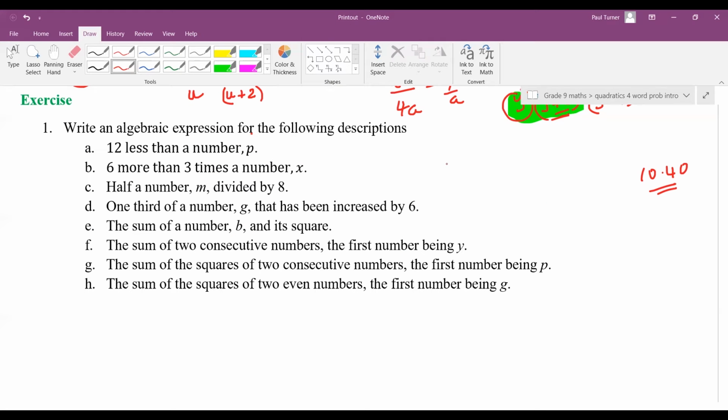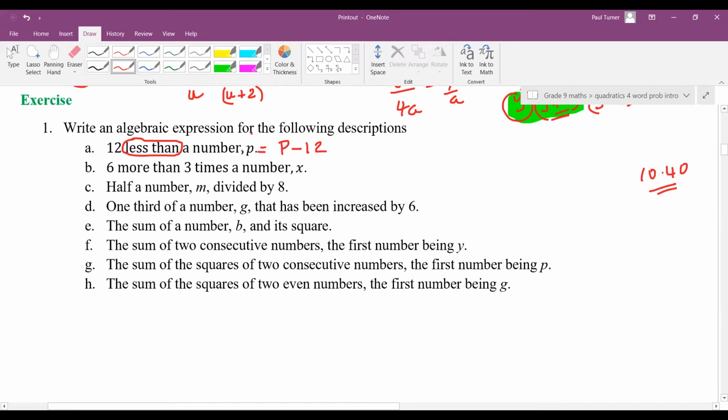Okay, with question A, so we've got 12 less than a number P. So if your number's P, we have 12 less than this. So that must be P minus 12. Okay, not 12 minus P. 12 less than a number P. So P minus 12. So be careful with these less than questions here. Okay.